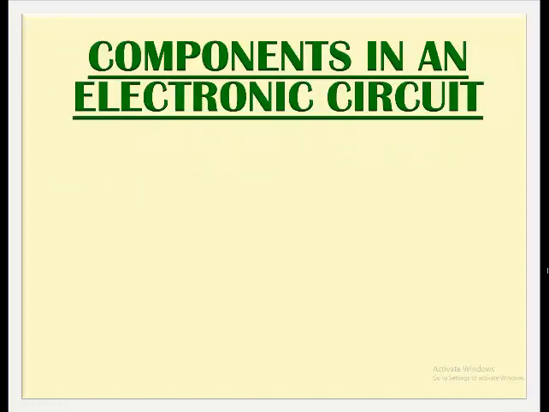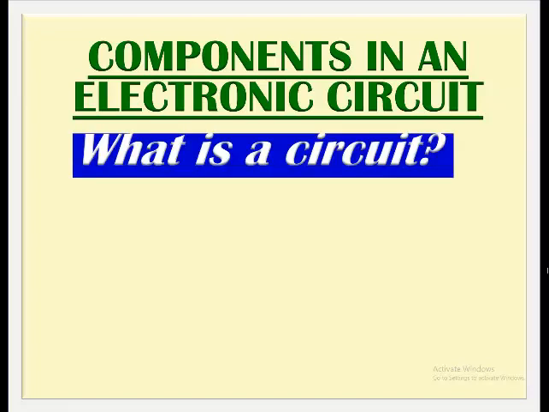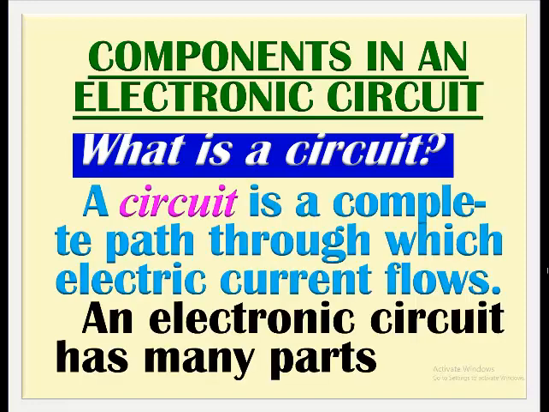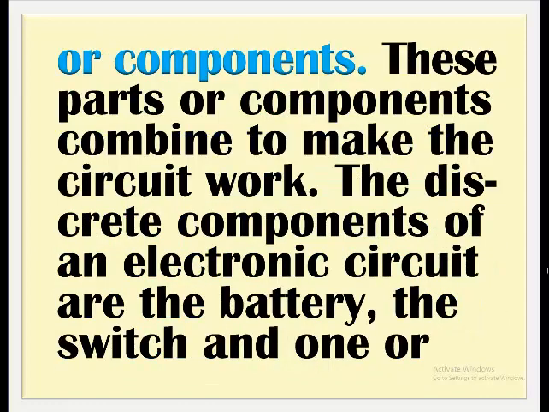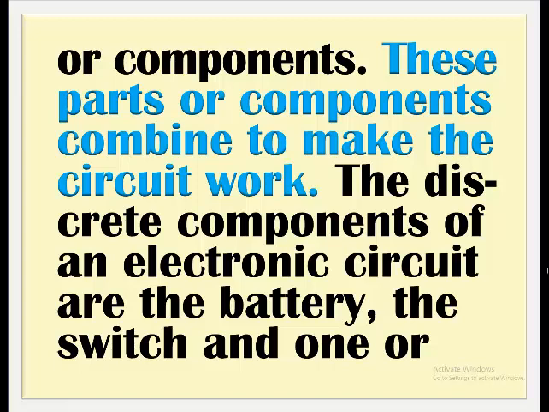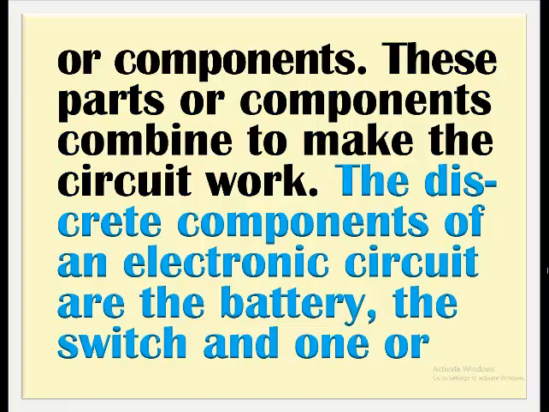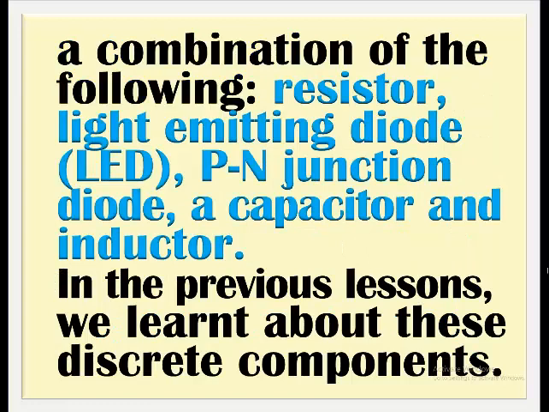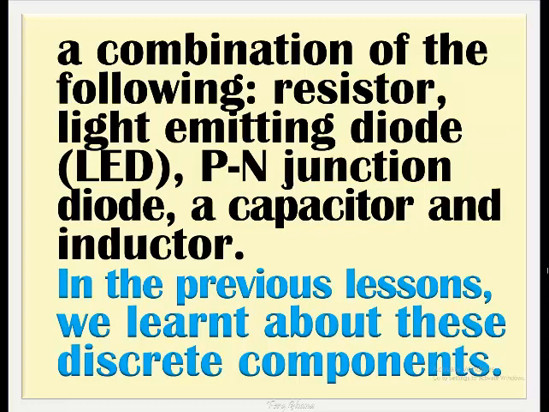Components in an electronic circuit. What is a circuit? A circuit is a complete path through which electric current flows. An electronic circuit has many parts or components. These parts or components combine to make the circuit work. The discrete components of an electronic circuit are the battery, the switch and one, or a combination of the following: resistor, light-emitting diode, LED, P-N junction diode, a capacitor and inductor. In the previous lessons, we learnt about these discrete components.